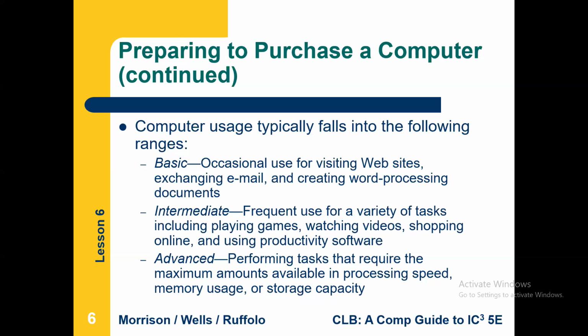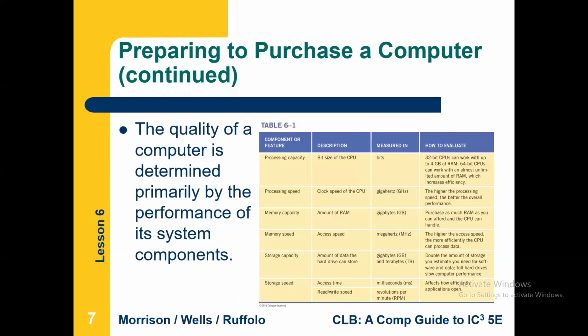And then there are some group of people, or another usage of the computer is what we refer to as the advanced. And then they are used for performing tasks that require maximum amount of data processing. So in such a case, they need a higher processing speed, they need a higher memory, and then they need a higher storage capacity to be able to handle all the activities that they do. So when you buy your computers, these are the basic uses that you can find your computers being used for, either a basic, intermediate, or an advanced usage.